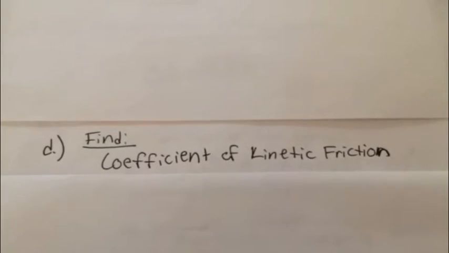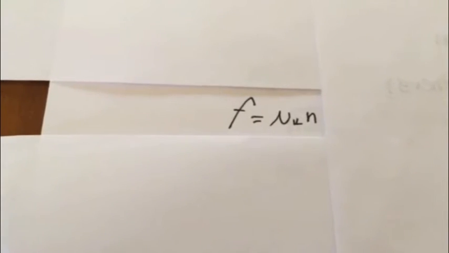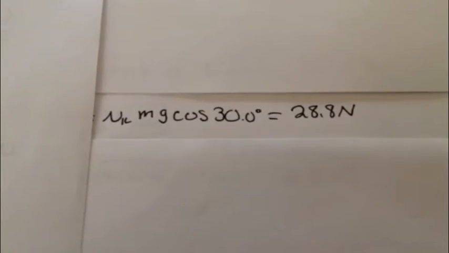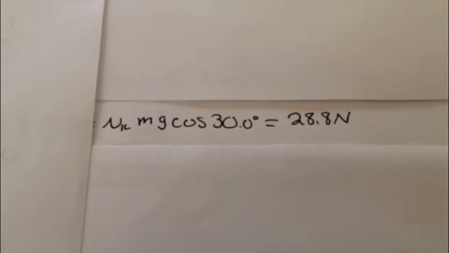For part D, we are trying to find the coefficient of kinetic friction. For this part, we are going to use the equation F equals mu k times N. F and N can be substituted, so you get the equation mu k times m g cosine theta equals 28.8 newtons, and now we will rearrange to solve for mu k.